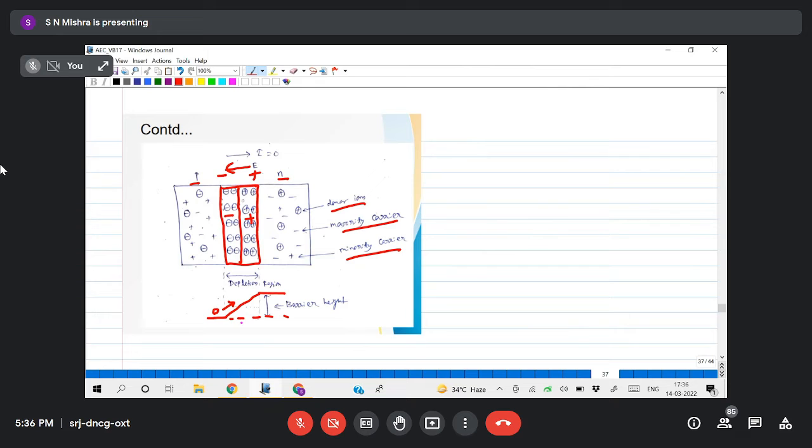And as the carriers will not move further, what is the net current? If carrier movement stops, then what is the current?